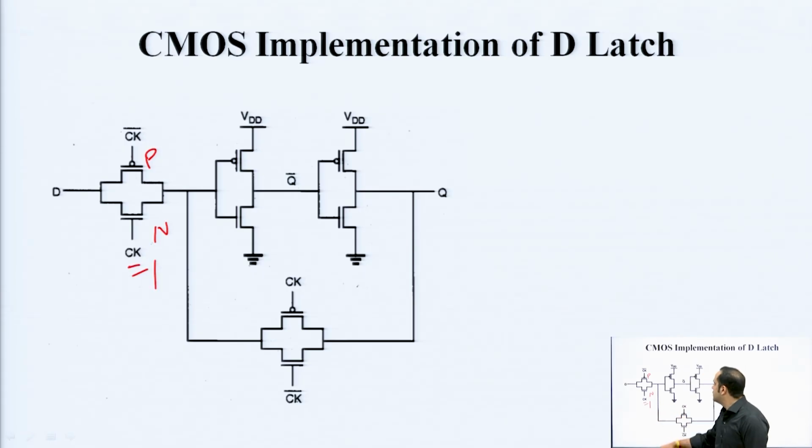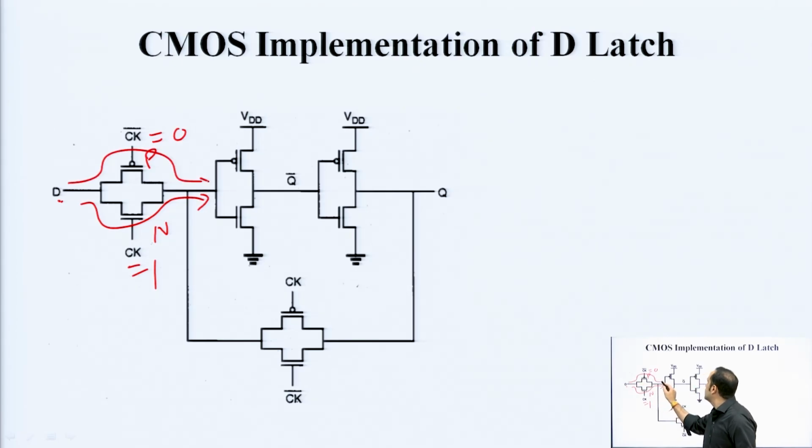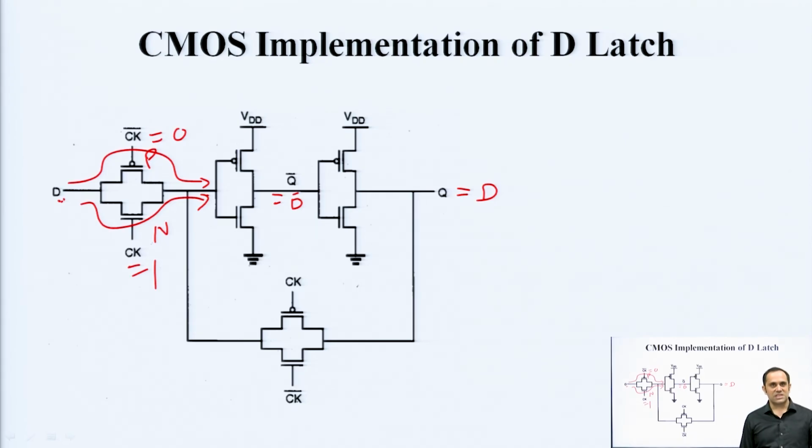Suppose clock is 1, so clock bar becomes 0. Whatever is present here will go through. These circuits, either one of them passes a strong 0, another one passes a strong 1. So, whether D is 0 or 1, it will be passed through with equal intensity. Whatever is present at D will be transmitted at the input. It gets inverted here, this is D bar, it gets again inverted and it is equal to D. So, this is how the same input gets latched onto the output.